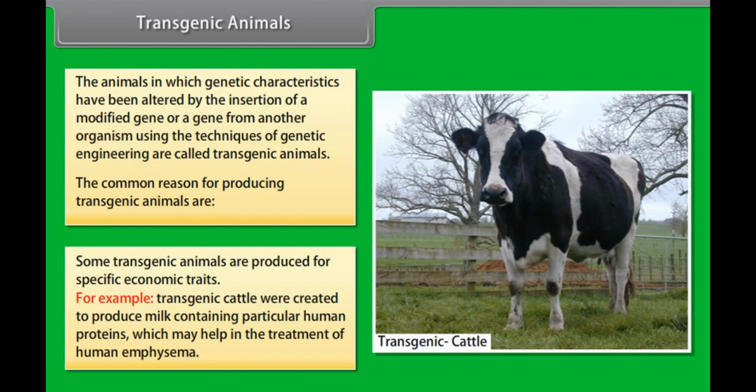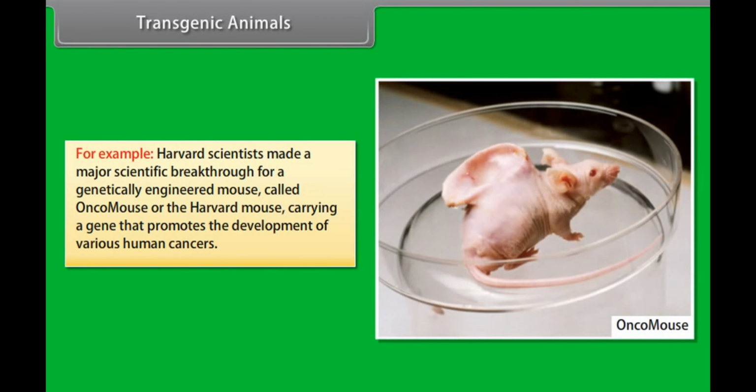For example, transgenic cattle were created to produce milk containing particular human proteins which may help in the treatment of human emphysema. For example, Harvard scientists made a major scientific breakthrough for a genetically engineered mouse called oncomouse or the Harvard mouse, carrying a gene that promotes the development of various human cancers.